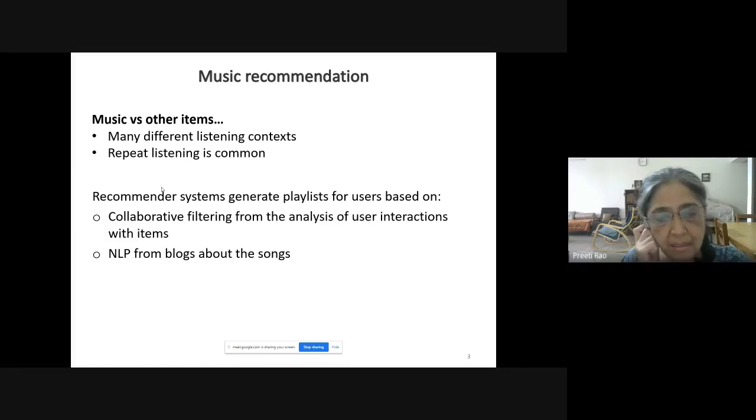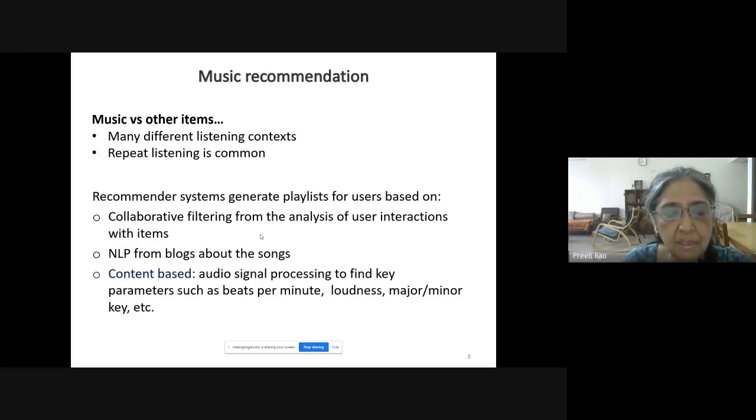Then there are other kinds of information, such as applying natural language processing to blogs about songs. So people may have written about the music. From that, they can get some textual description about the song, and that becomes associated with that song. And then songs with similar descriptions will be clubbed together and they will be recommended more or less together.